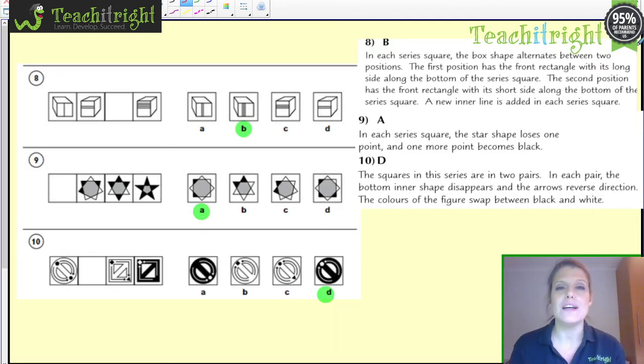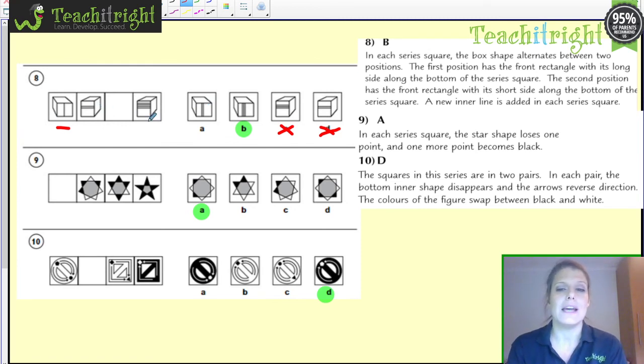And to finish off with your last 3 questions, 8 was B. The box shape is swapping positions. So we know it had to be facing the same way as this one, which means it couldn't be C or D. So straight away, that's nice. We've only got 2 options to look at. And it's gaining an extra line on the front face. So that's why it had to be B, because A has the same amount of lines as the second one.